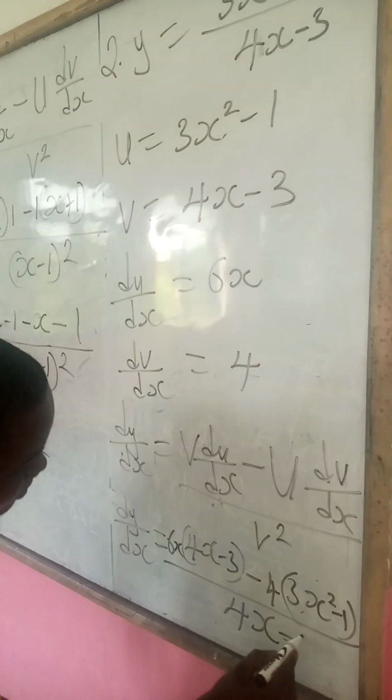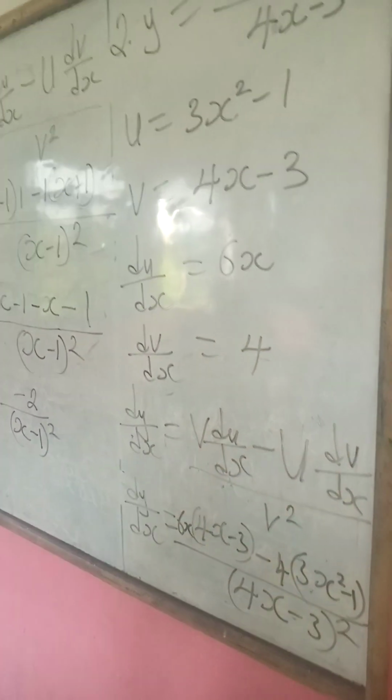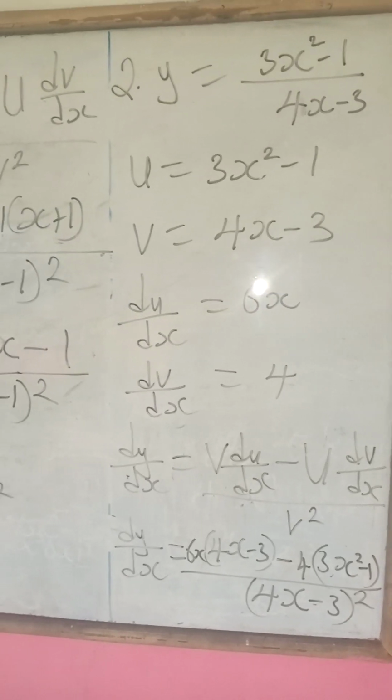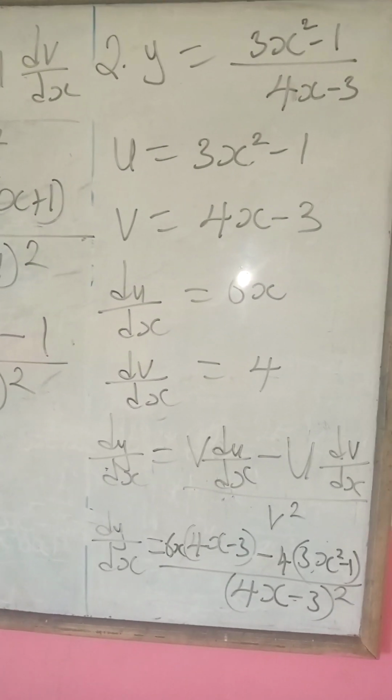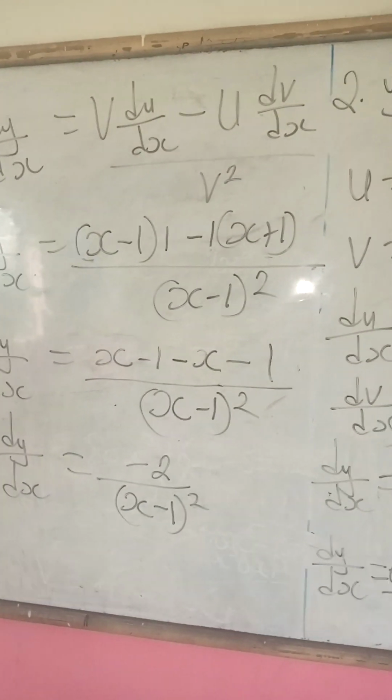V is 4x minus 3 squared. I believe it's clear. Okay. So we are going to continue here. Take note of the formula that we have applied and take note of where we have started. So we want to continue that.